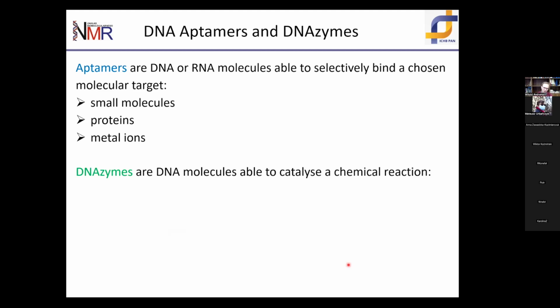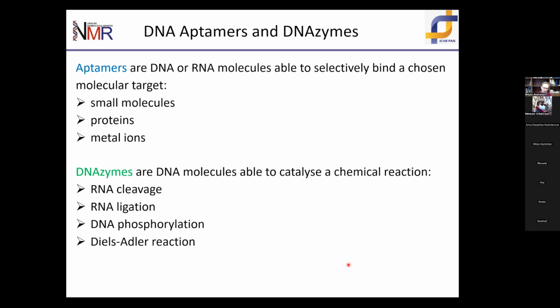While DNAzymes are in turn DNA molecules that are able to catalyze a specific chemical reaction. Many of these reactions are related to nucleic acid processing. So for example, it can catalyze RNA cleavage, it can catalyze RNA ligation, it can catalyze DNA phosphorylation, but there are also more exotic examples. For example, it can even catalyze carbon-carbon bond formation by this other type of reaction.